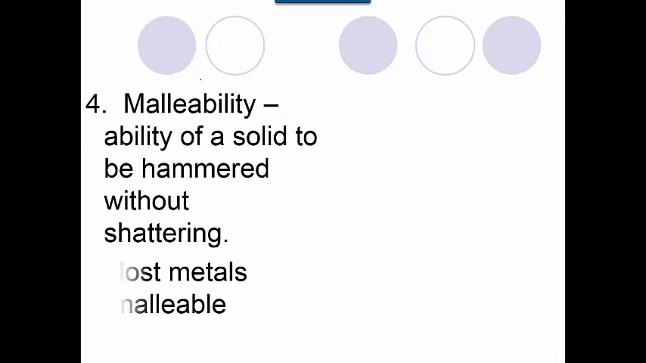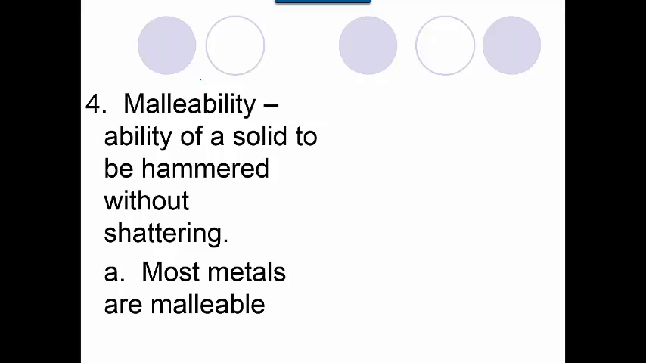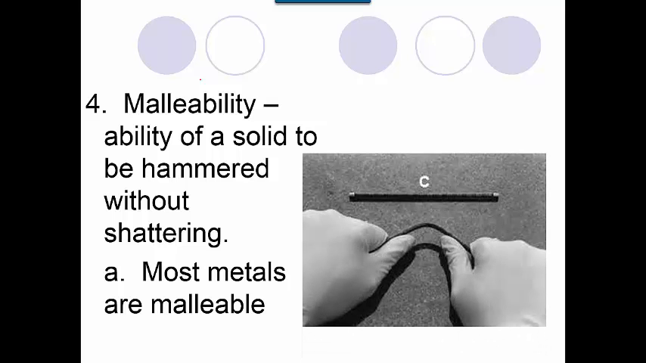Malleability is another physical property. This is when you can hammer on a solid and it's not going to shatter. So metals are very malleable. You can see in the picture, just even with their hands they can bend it. Sometimes you might have to use a machine to bend the metal. But if you tried that with a piece of glass, you would break it in half. So malleability is the ability of it to bend without shattering.